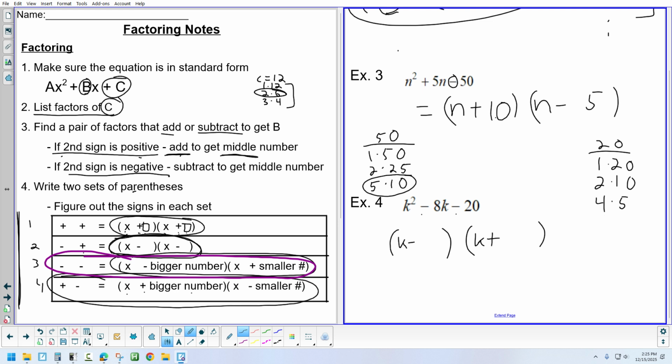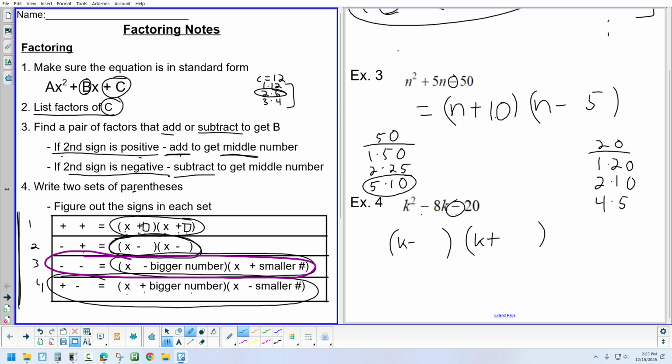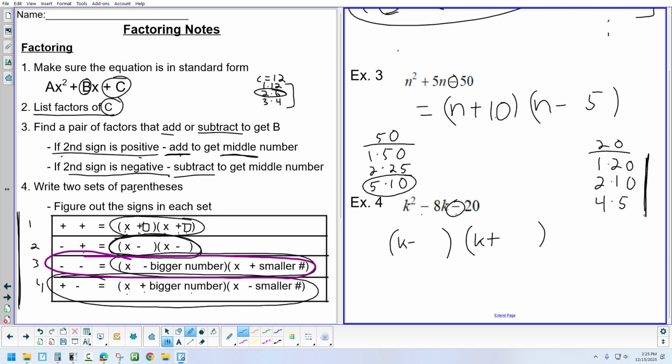Okay. Now let's read this. If the second sign is negative, yep, my second sign is negative, they have to subtract to give me the middle number. What's our middle number in our problem? 8. Do any of these subtract to give you 8? 2 and 10. So we know it's the 2 and the 10.